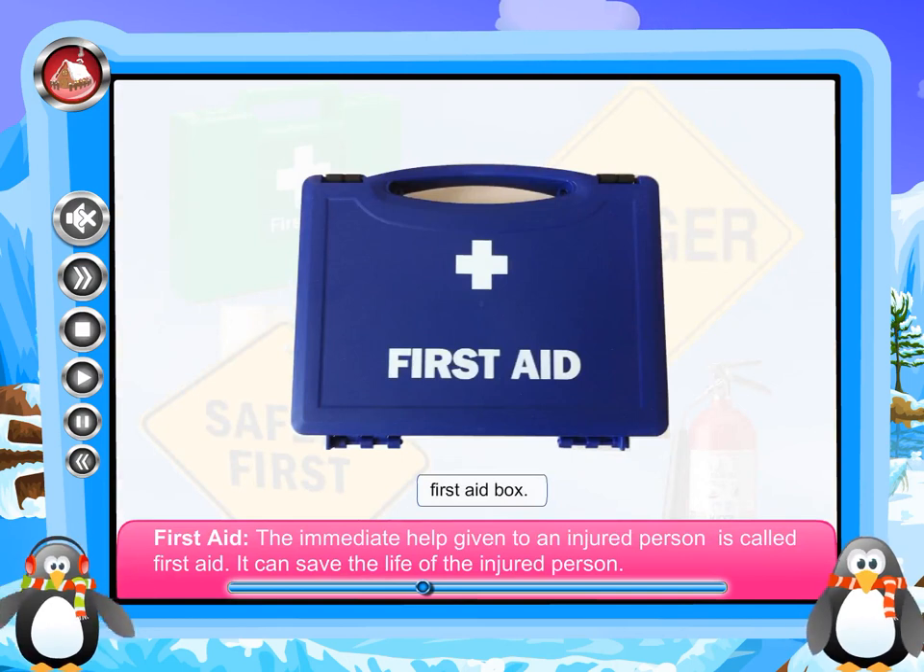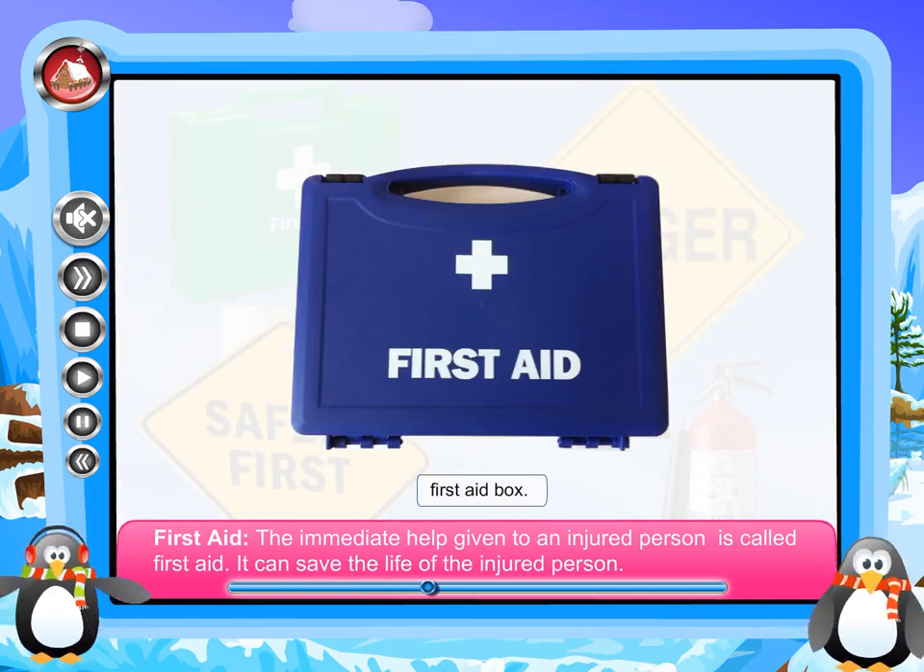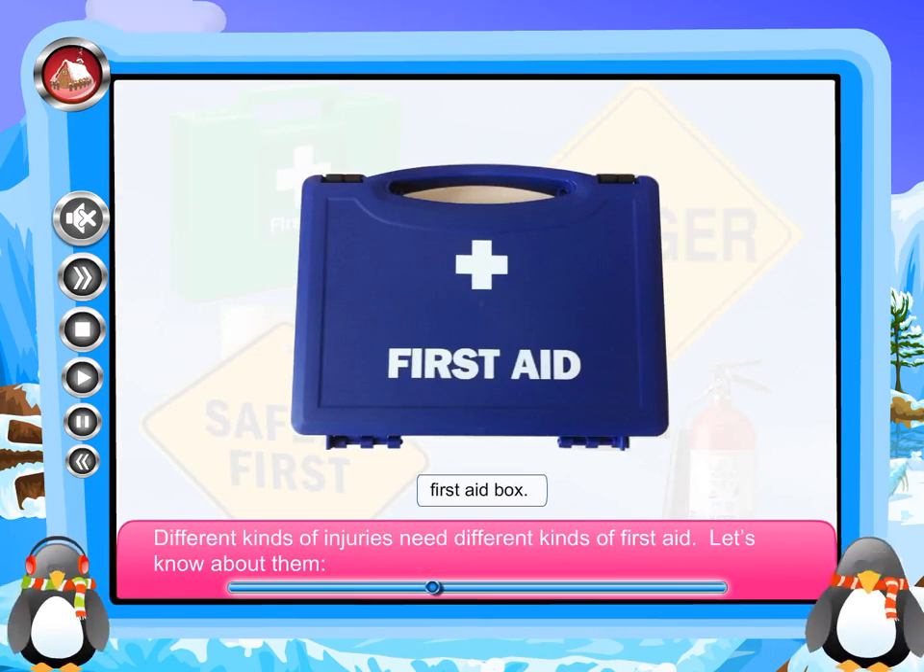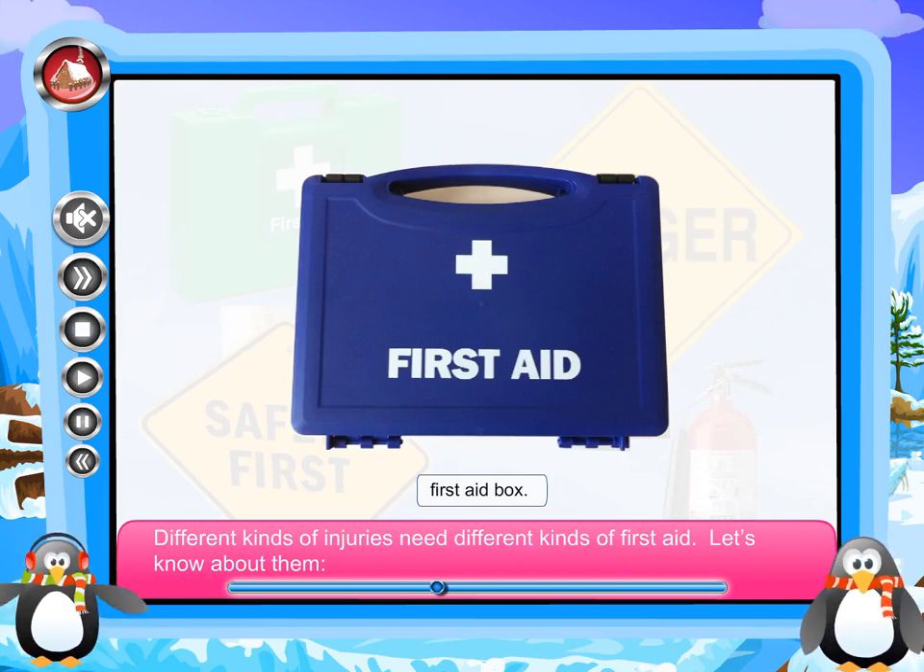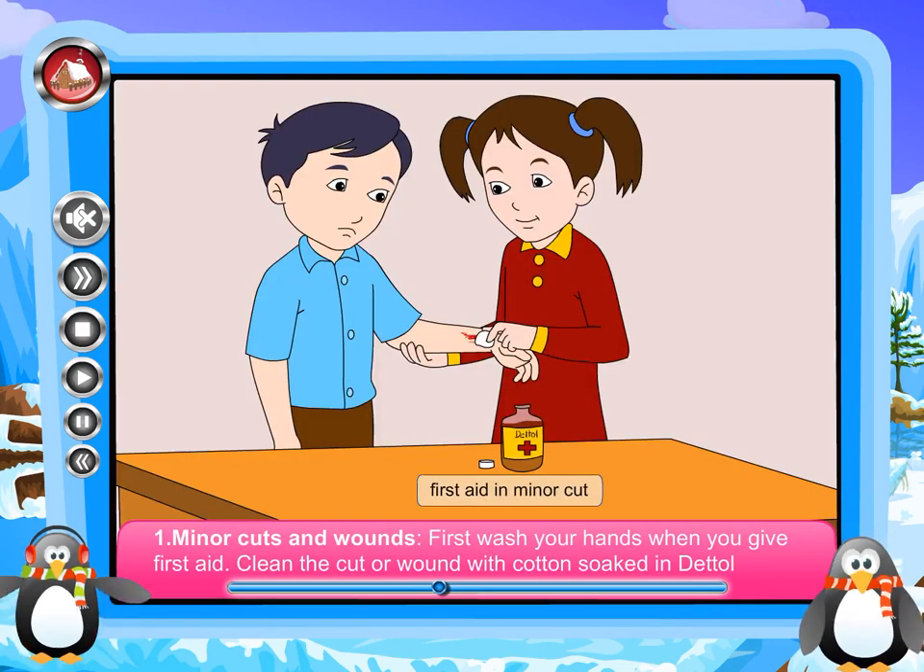First aid. The immediate help given to an injured person is called first aid. It can save the life of the injured person. Different kinds of injuries need different kinds of first aid. Let's know about them.